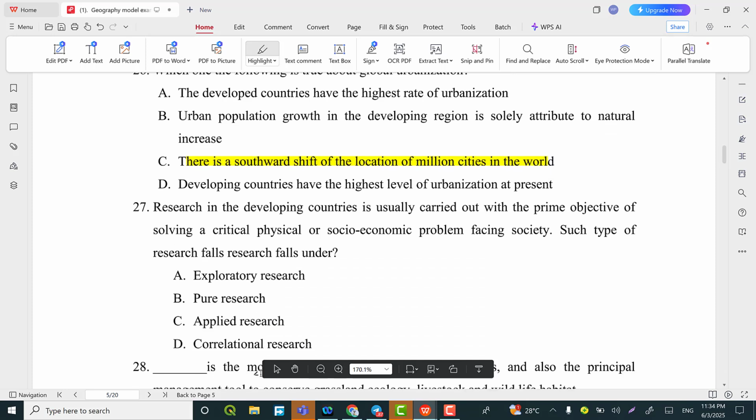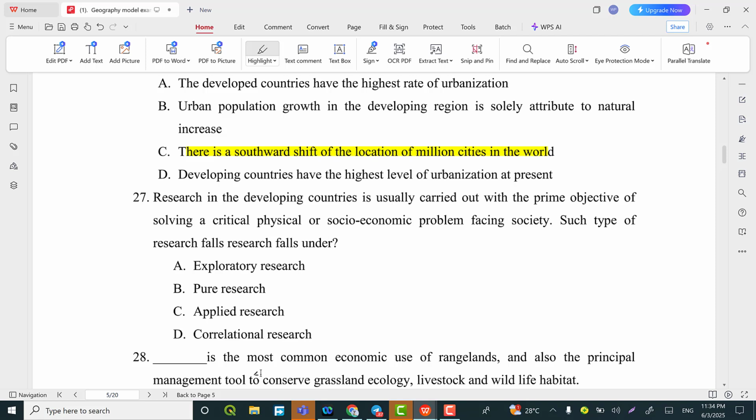Question number 27. Research in developing countries is usually carried out with the prime objective of solving critical physical or socio-economic problems facing society. Such type of research falls under A. Exploratory research? No. Pure research? No. Applied research? Yes. Applied research is research that helps to alleviate the physical or socio-economic problems of the society. So applied research is the answer.